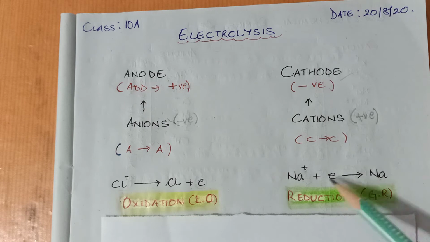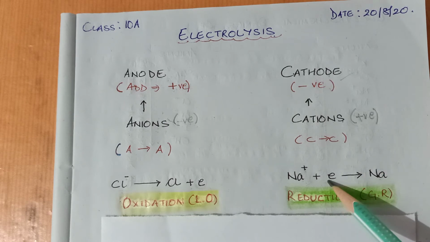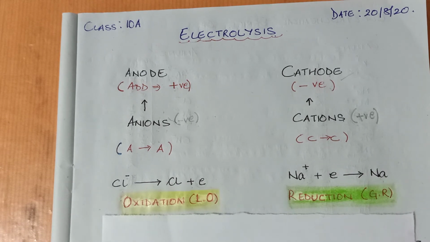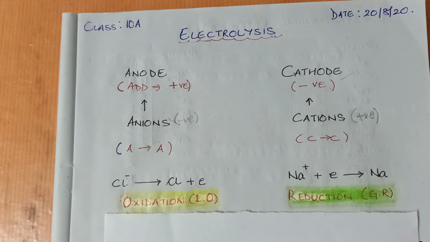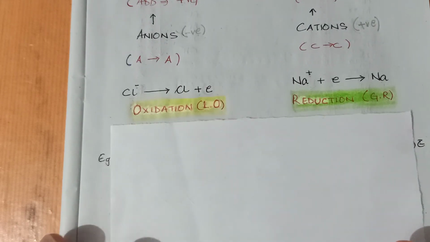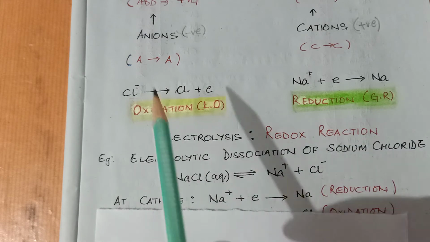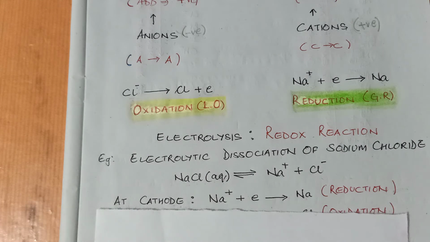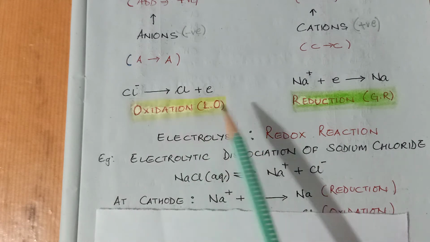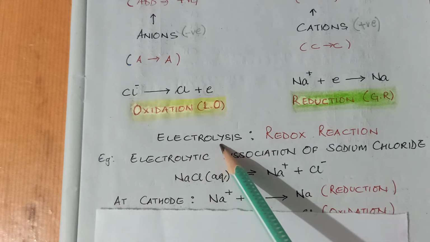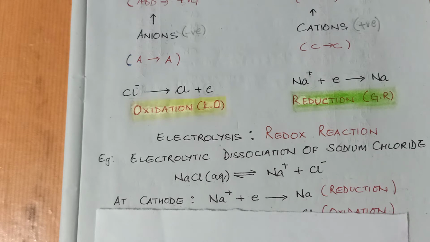Over here in this particular example, sodium ion gains one electron and converts into a neutral sodium atom, and this is a gain of electron process. So this reaction is a reduction. So at the cathode, which reaction takes place? Reduction reaction takes place. Since in electrolysis, at the two electrodes, oxidation and reduction reactions take place simultaneously, the electrolysis process is known as a redox reaction.